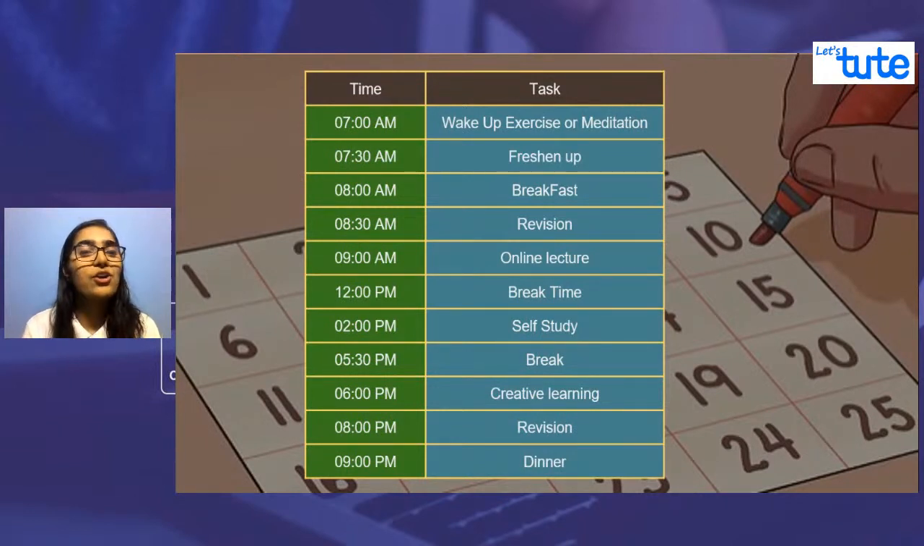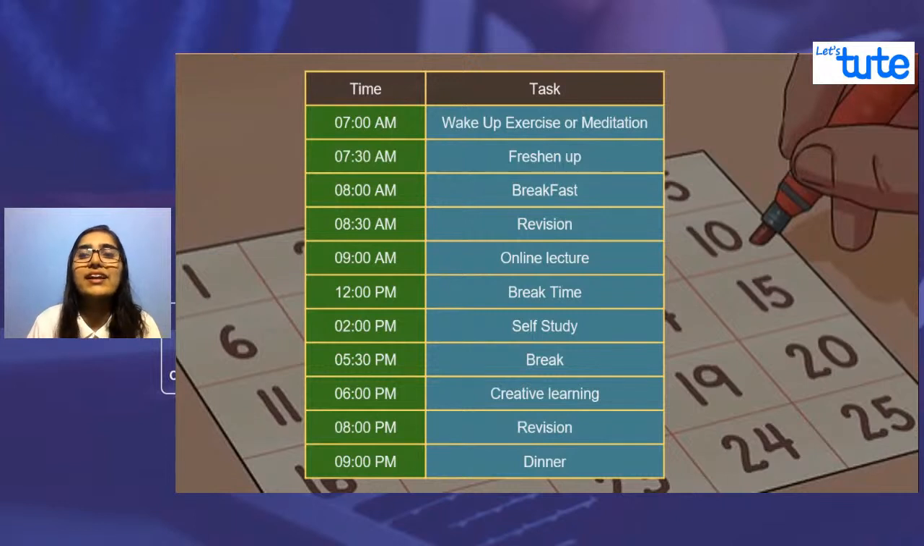So, at 2 o'clock, you have to study. After studying, eat something. In the afternoon, you can have your lunch. After having lunch, then at 5:30 you can take a break.